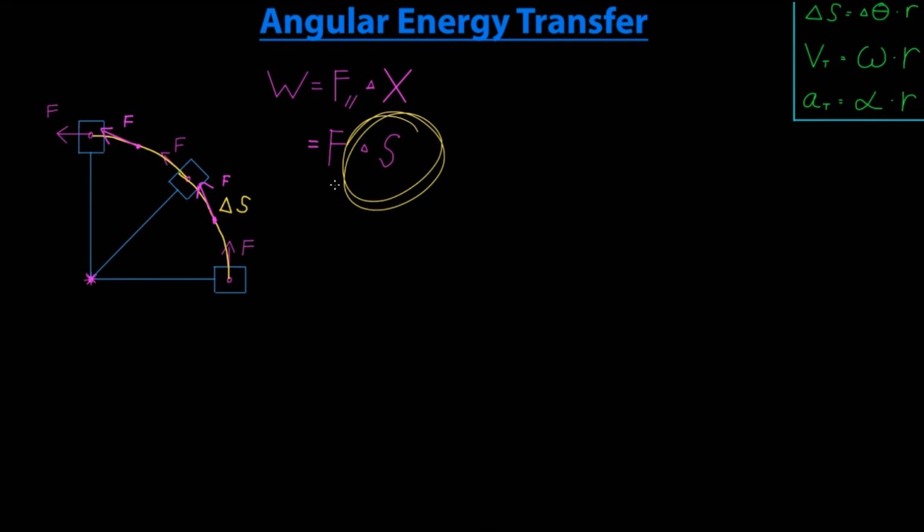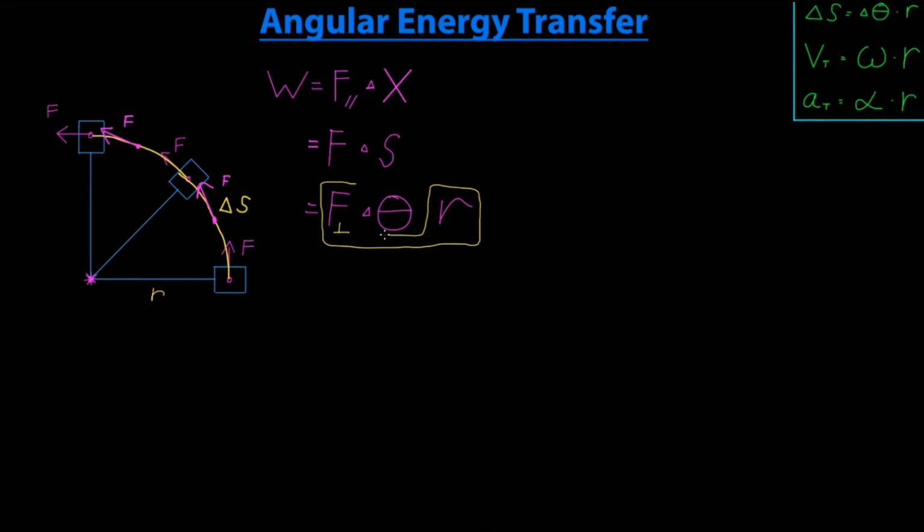Now, since we have arc length, and I have this equation right here, I'm going to do a substitution. If I substitute arc length, I get force times angular displacement times r. Now, this force may be parallel to the displacement if you take a small enough piece of it, but it is perpendicular to the radius. And if I have a force that is perpendicular to the radius, and I actually have a radius, then that is a torque. Therefore, we have work is equal to torque times angular displacement.